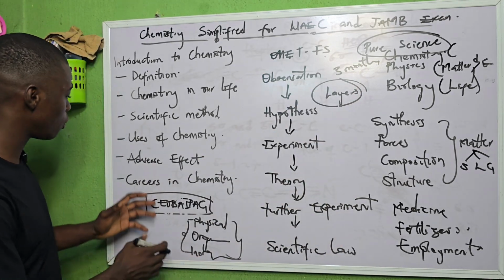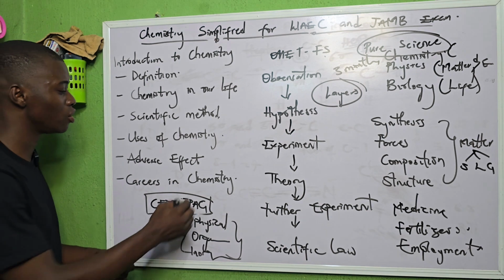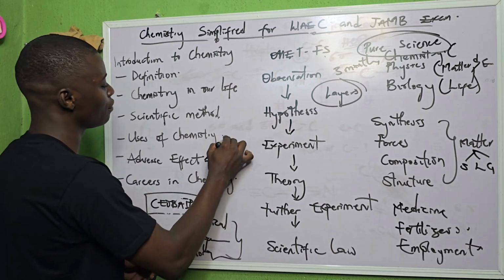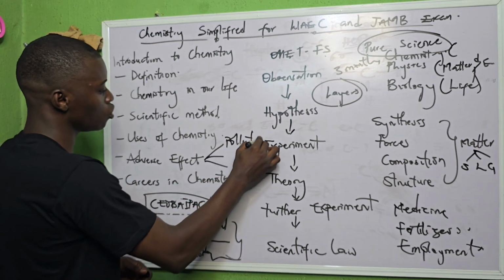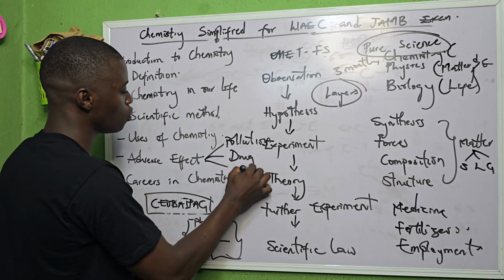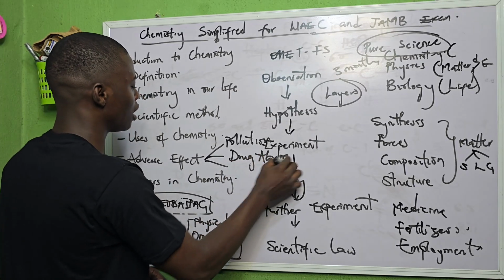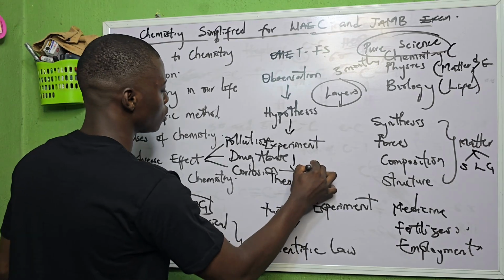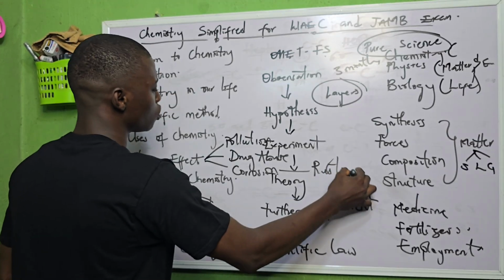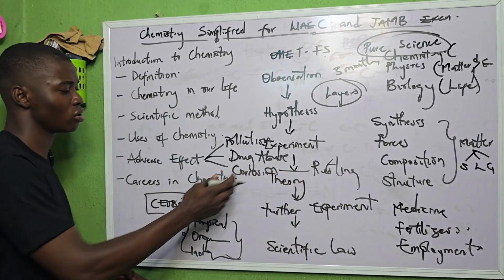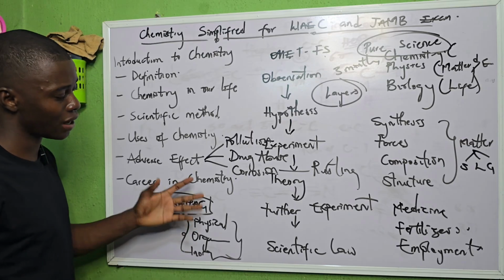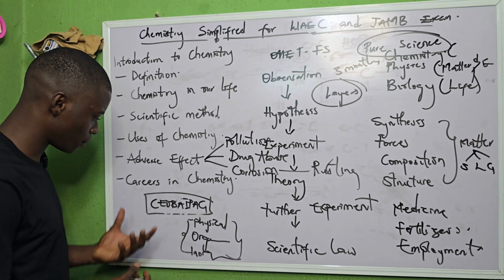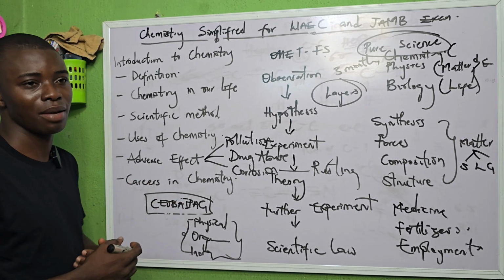Then the next one we are going to talk about is the adverse effect of chemistry. The adverse effects of chemistry include pollution, which is something you know already, drug abuse, which is something you know already, and corrosion. The other name for corrosion is rusting. So please take note: whenever you hear the word corrosion, your mind should always go to rusting. These are the adverse effects of chemistry.